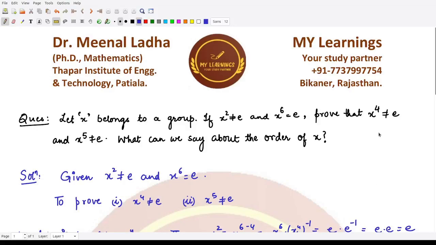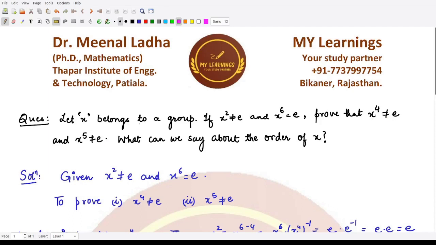In this video, we'll be solving this question which states that if x belongs to a group and x square is not equal to an identity element, and we are given x raised to power 6 is equal to the identity element, then we have to prove that x raised to power 4 is not identity and x raised to power 5 is not identity.